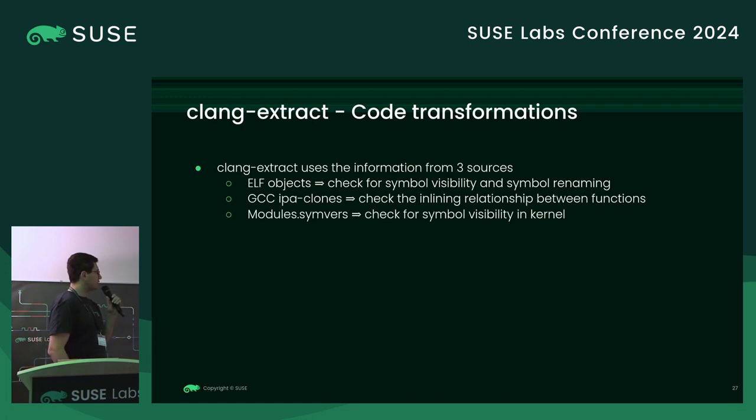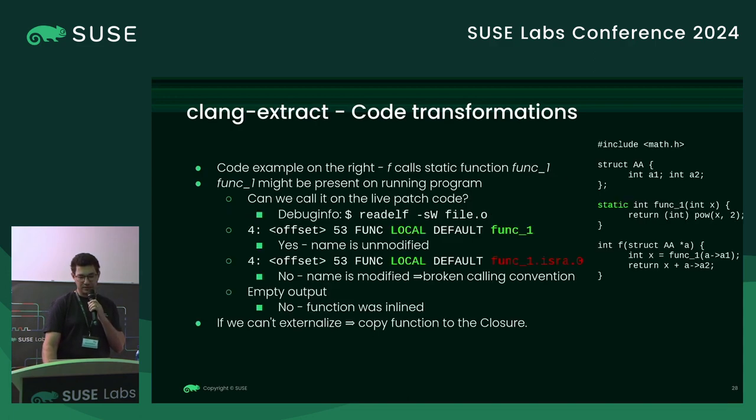Currently we use three information sources to decide if a symbol should be externalized or if we can just call it directly. First, ELF objects: if you are live patching a module, we just check the symbols from that module. Second, the IPA clones, which is the result of the optimization passes that GCC does. And third, the module symvers file, which contains all symbols exported by the kernel and by all modules.